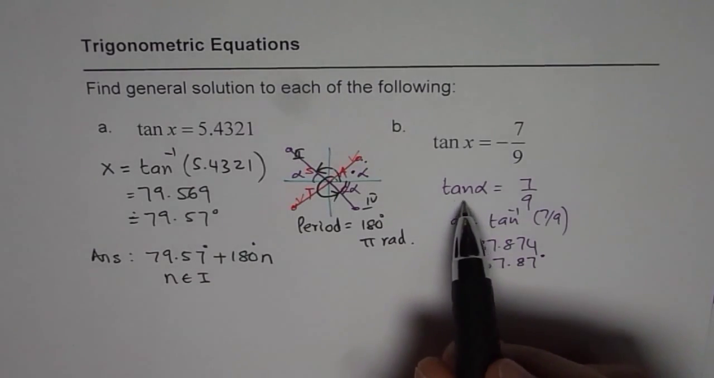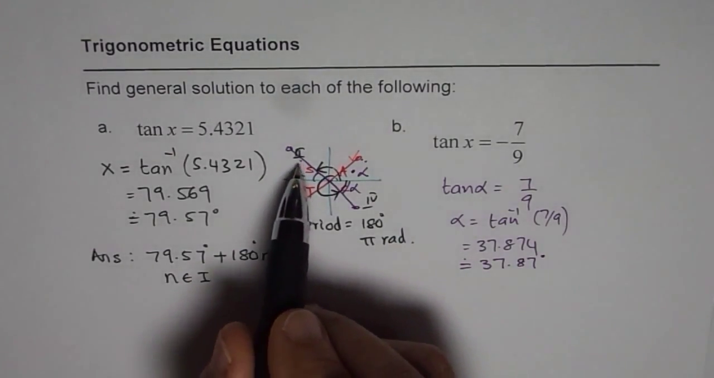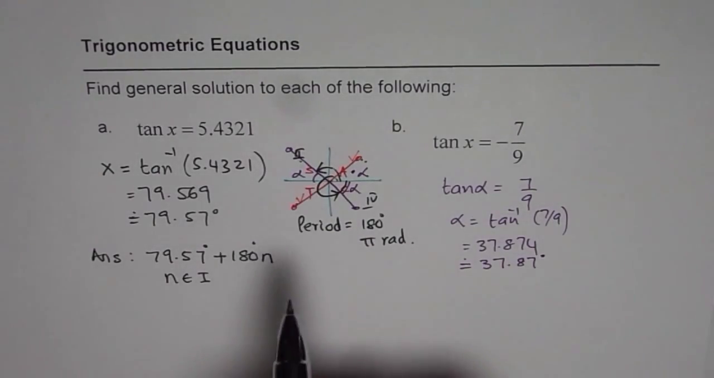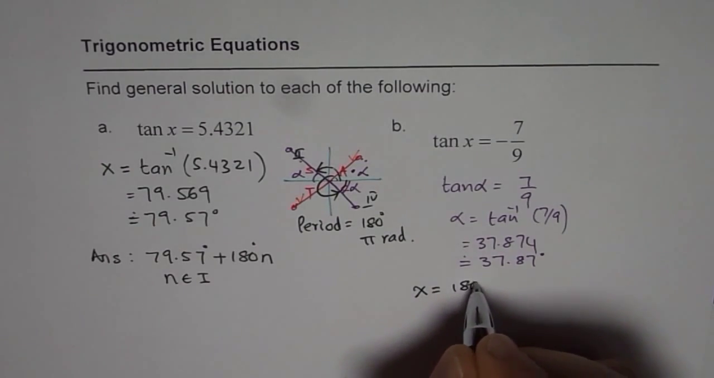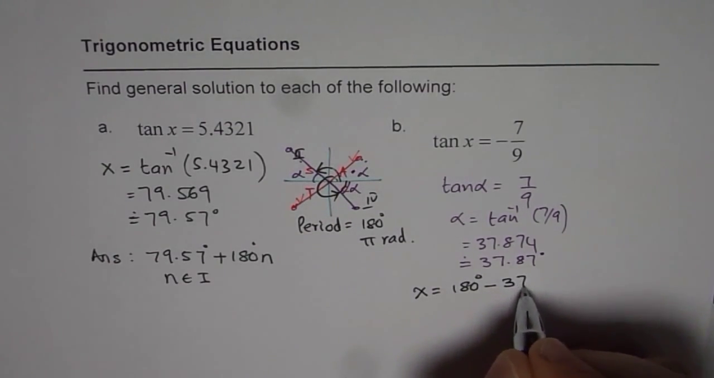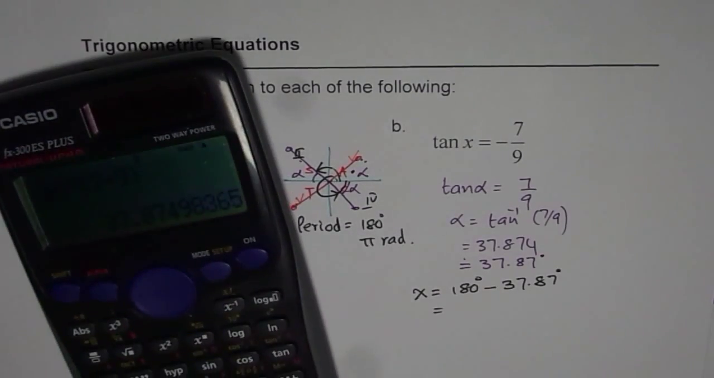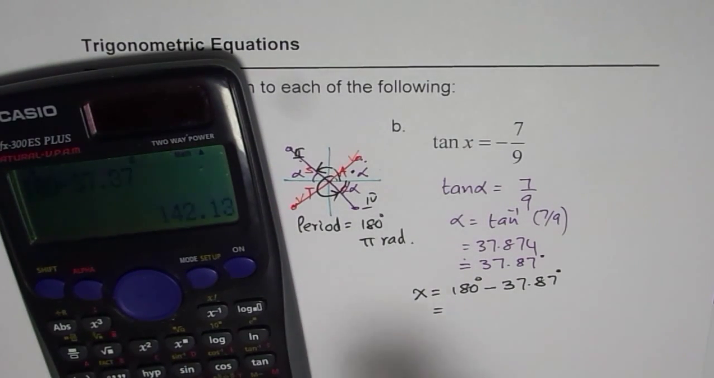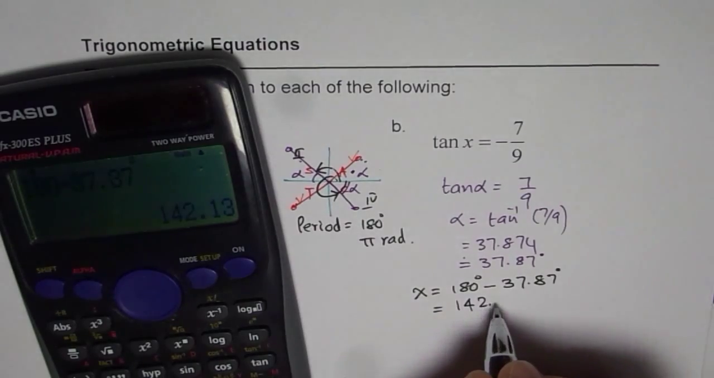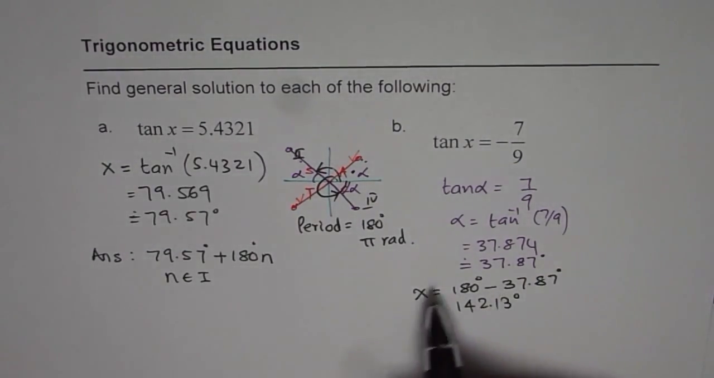But in tan, we know it repeats after every 180 degrees, so we can find this answer and generalize it. The first answer should be x equals 180 degrees minus 37.87, right? So that gives us 180 minus 37.87, which in decimals is 142.13 degrees. So that becomes our answer for one cycle.